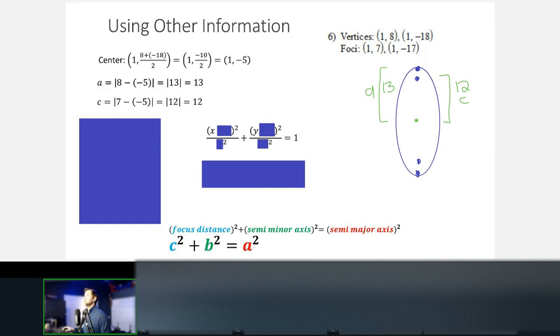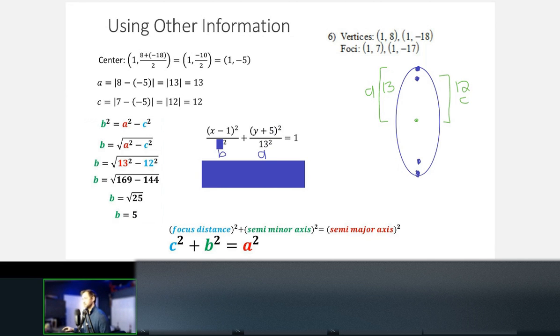Oh, and we also know that it's longer in the y direction, so there is our A value, which means this is our B value. And we already know the center, so we can just plug that in already. We found what A value is, so I plug that in. And then we use that formula to plug in A and C to find B, just like the last problem. And there's that work, and that's how you get 5. And then we simplify.